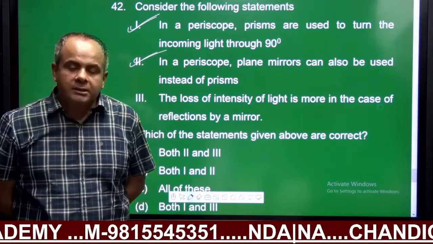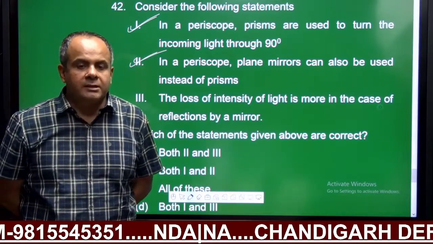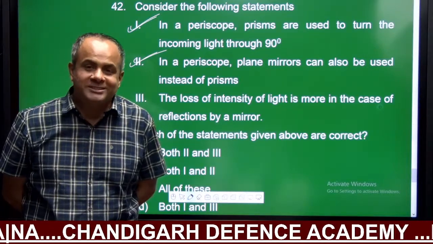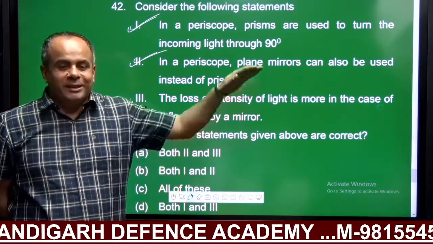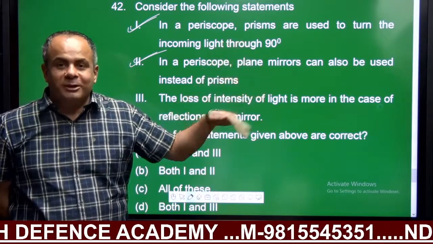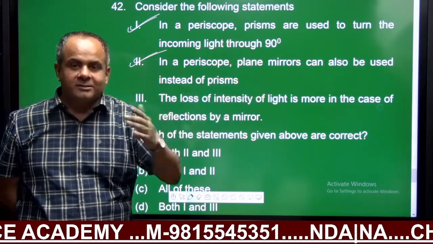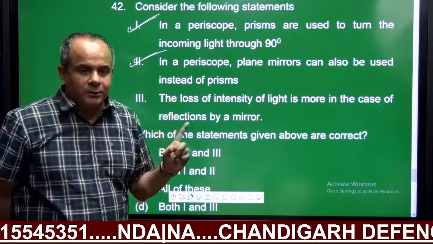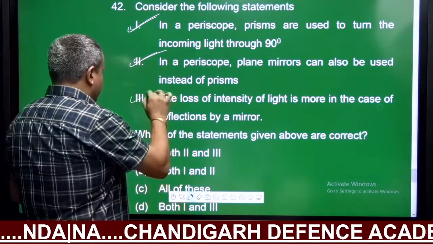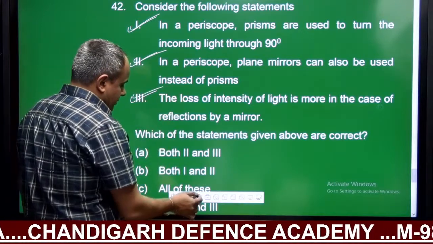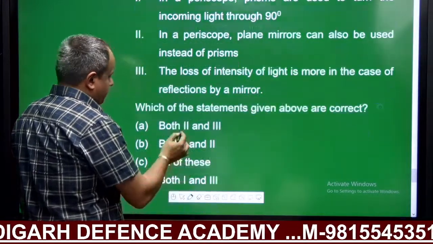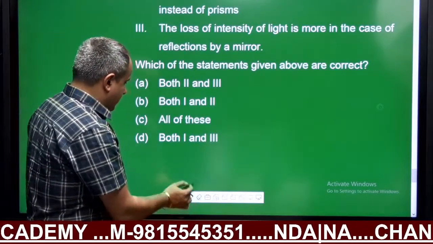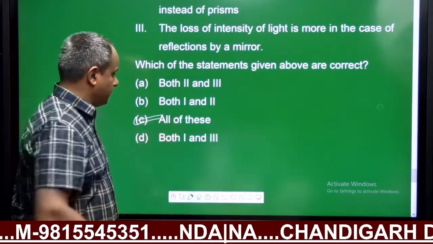Let's go to the third point. The loss of intensity of light is more in the case of reflection by mirrors. Students, let me tell you, this is also true. It is actually saying all those things that I told you at the start of this coaching, since we started your NDA coaching. So all the points are true, 1, 2 and 3. Based on that logic, which of the following statements given are correct? Answer is choice C, and that is all of the above.